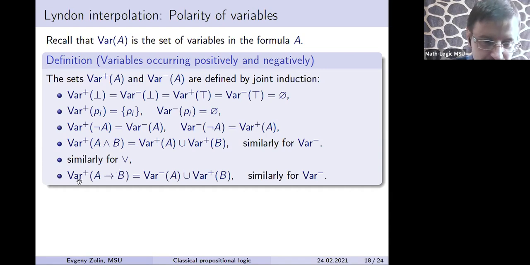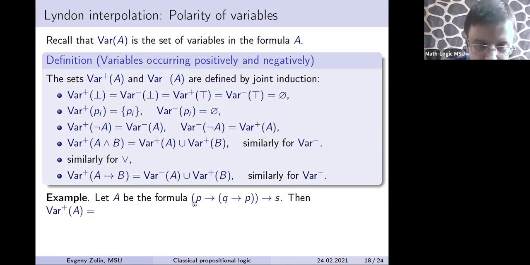What does it mean? Positive variables of implication. In an implication, the formula A is in the negative part, and the formula B is in the positive part. Therefore, we take negative variables of A and positive variables of B and take the union. And similarly for negative, exactly the same. Let us again have an interactive part. This is a formula: P implies Q implies P implies S. What are positive variables of this formula?